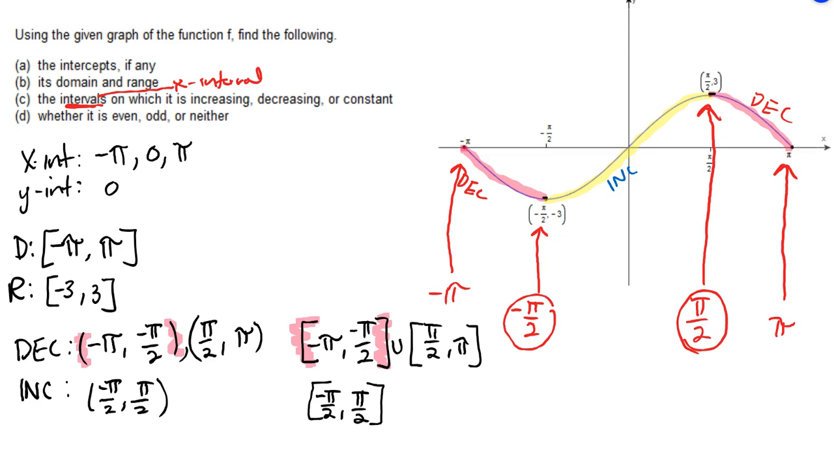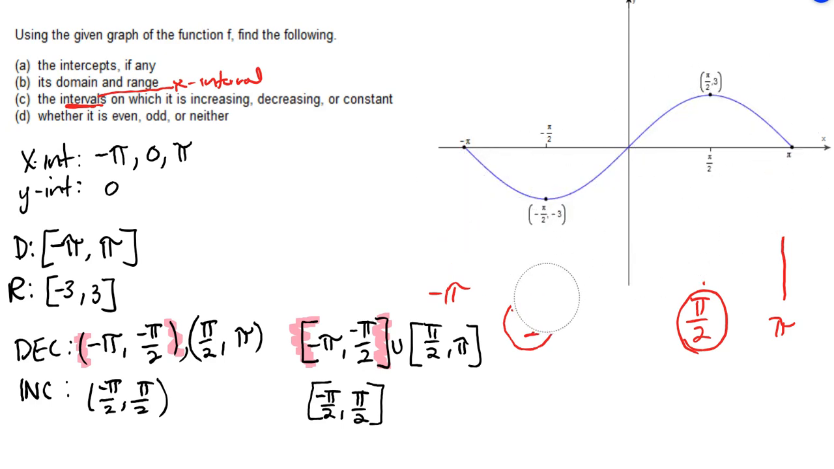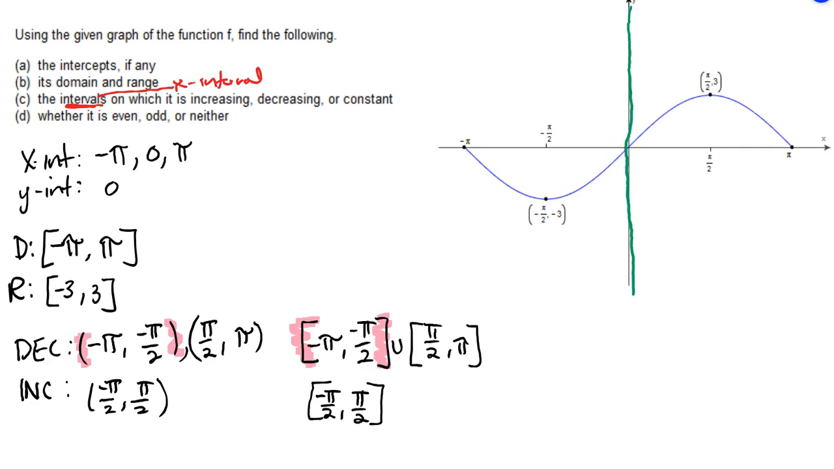Our final part, we want to determine whether this function is even, odd, or neither. Let me erase my markings and we can talk about what even, odd means. For a function to be even, it needs to have y-axis symmetry. So the y-axis is the vertical axis. And to have y-axis symmetry means that we need a mirror image on either side of that y-axis.